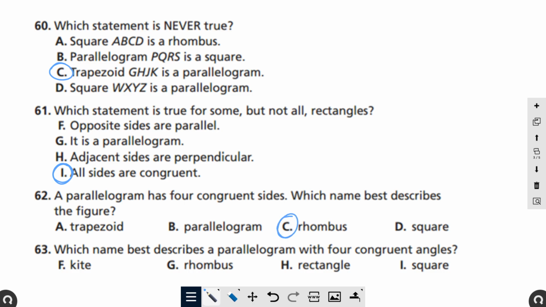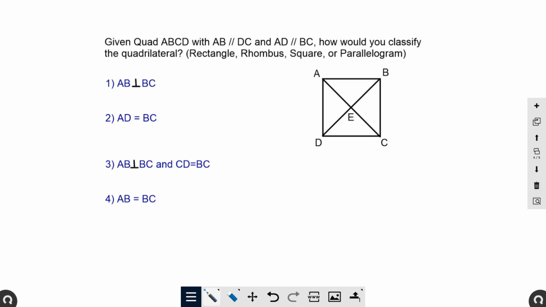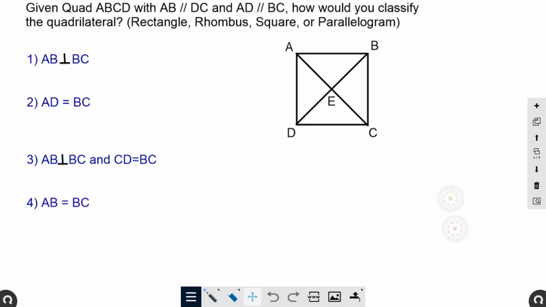Which name best describes a parallelogram with 4 congruent angles? Rectangle. That's right. We can't say square for either one of those, right? Because the square has to have 2 things, sides and angles. Square needs both. Okay, let's look at the back of our handout and we will answer these 4 questions.